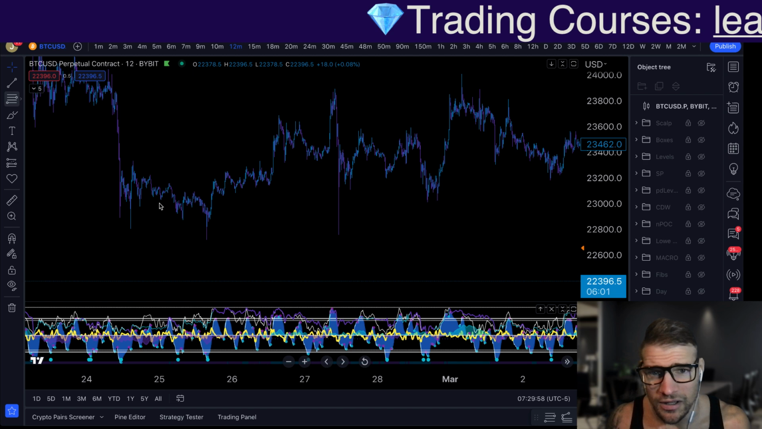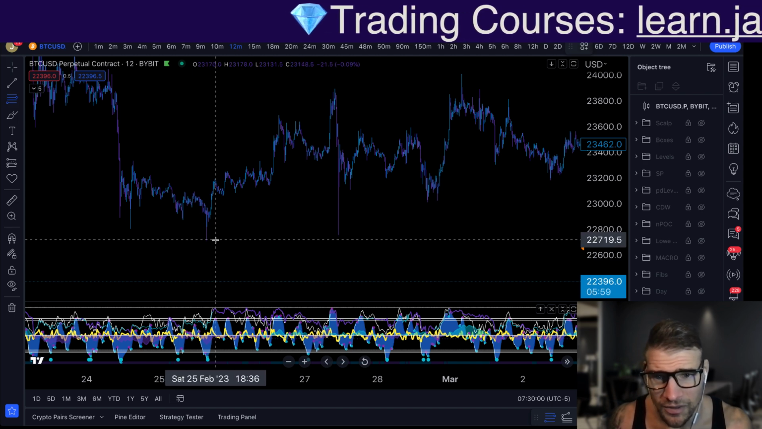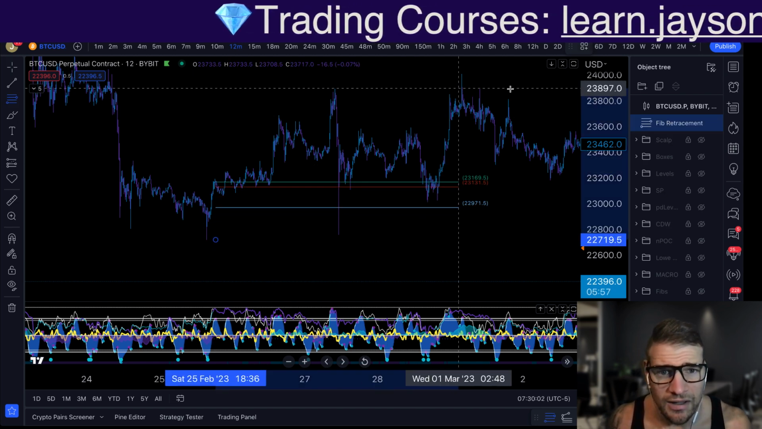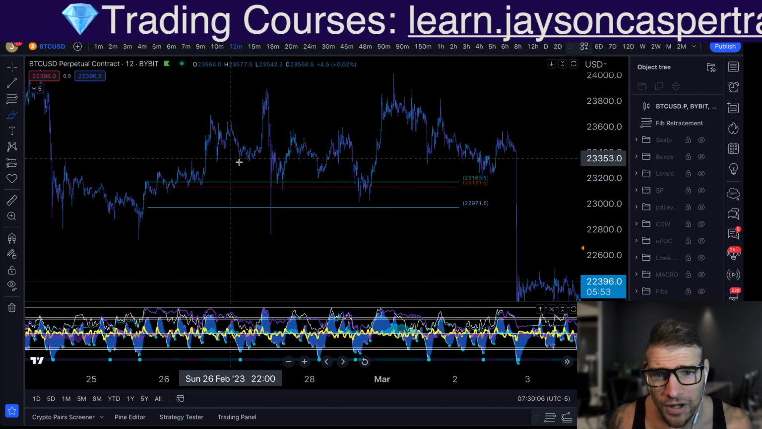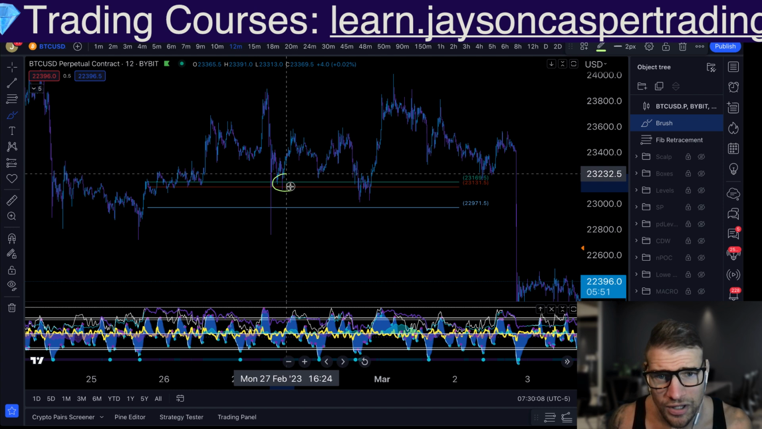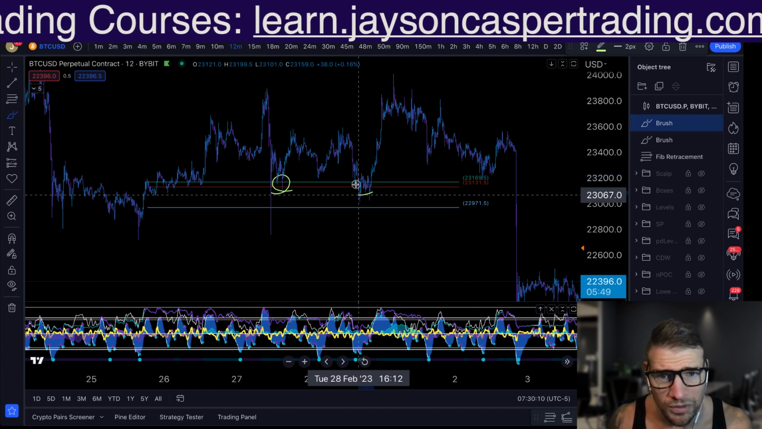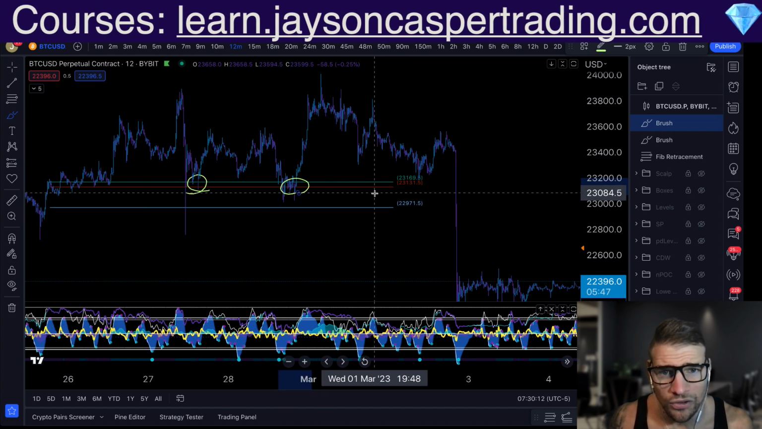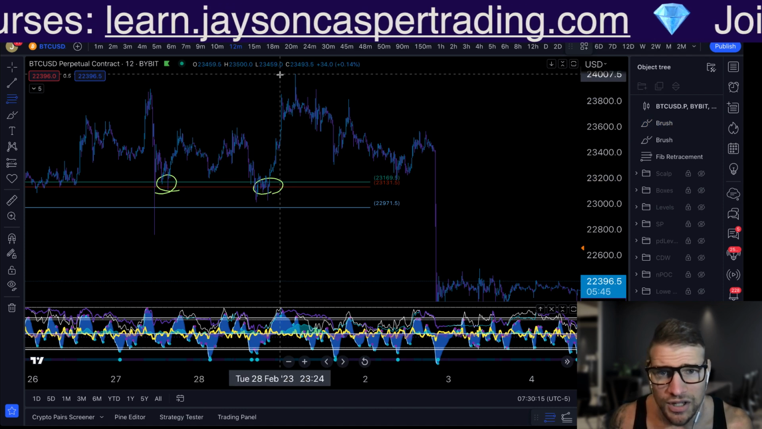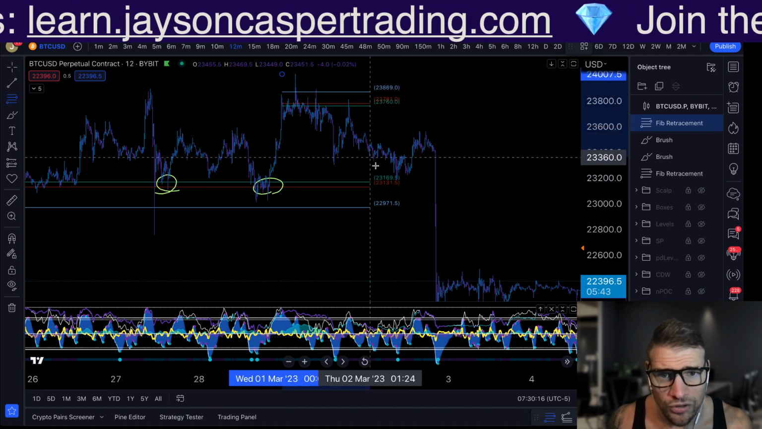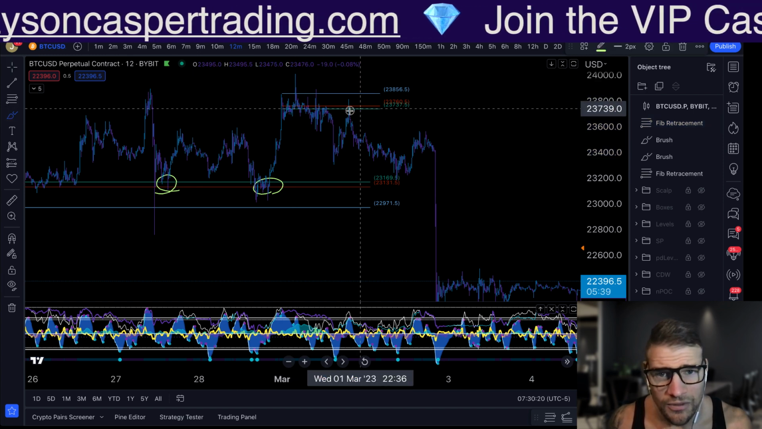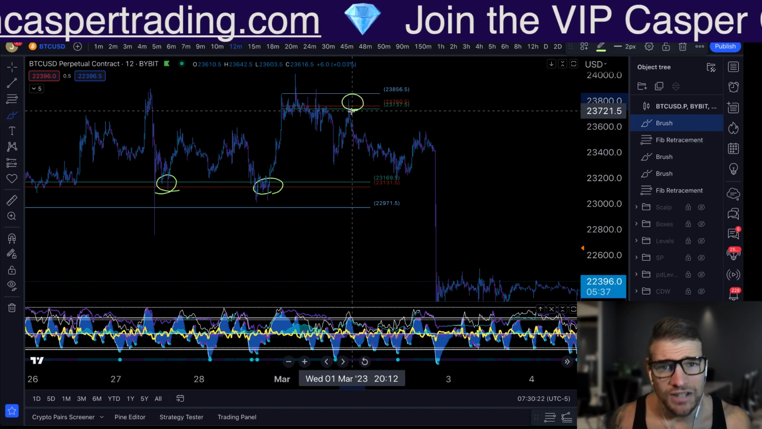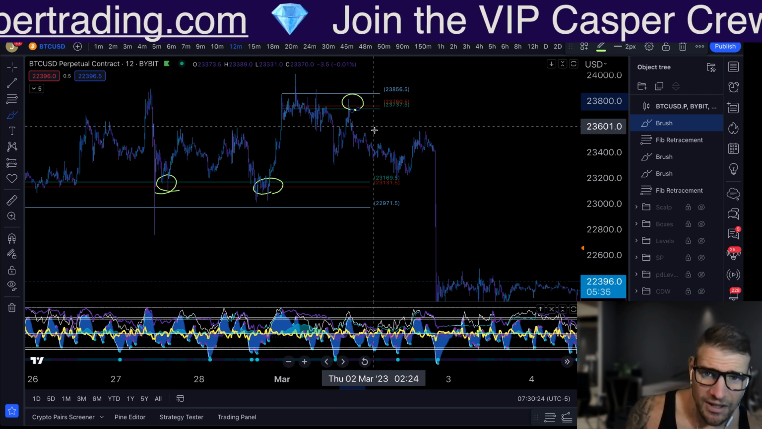So from right here, for example, we take our fib from the low to the high, and look at this, right? Right over here, we actually get multiple opportunities to take long trades from that Fibonacci golden pocket. It's crazy. It works really, really well. And then over here, of course, we take our fib from the high to the low, and look at this. We can take a short right from the area between that 618 and that 786 level.